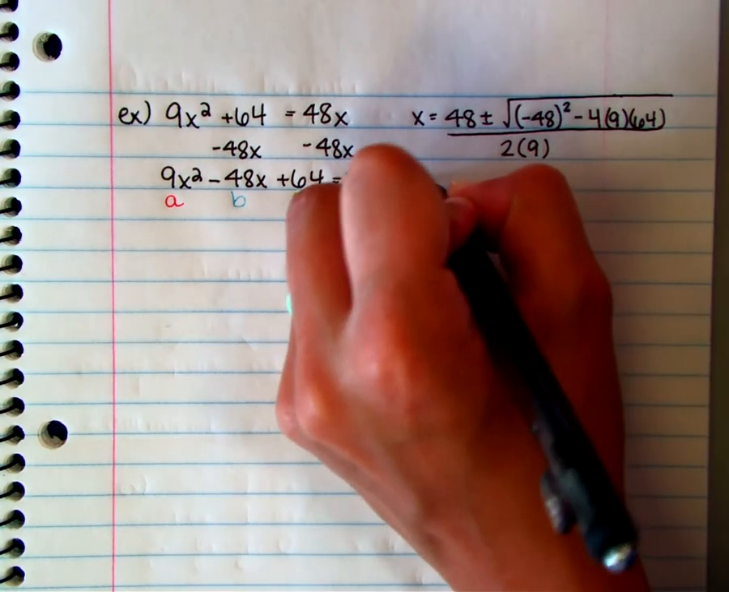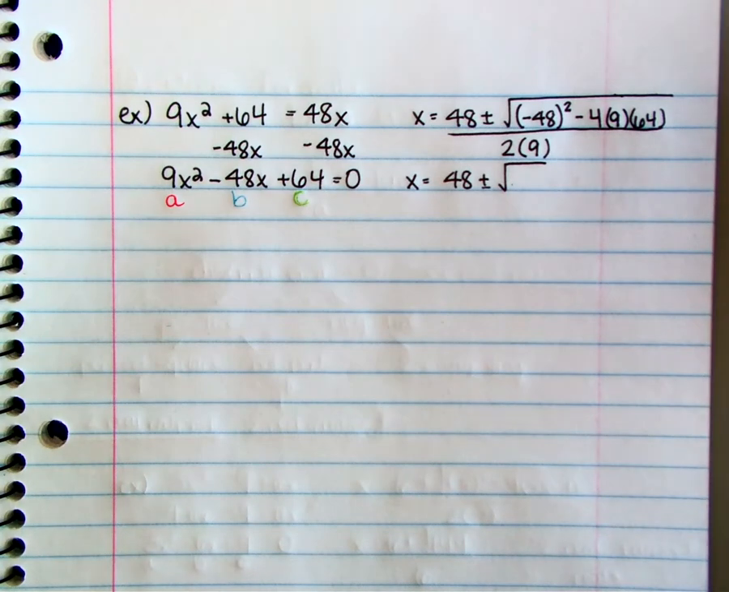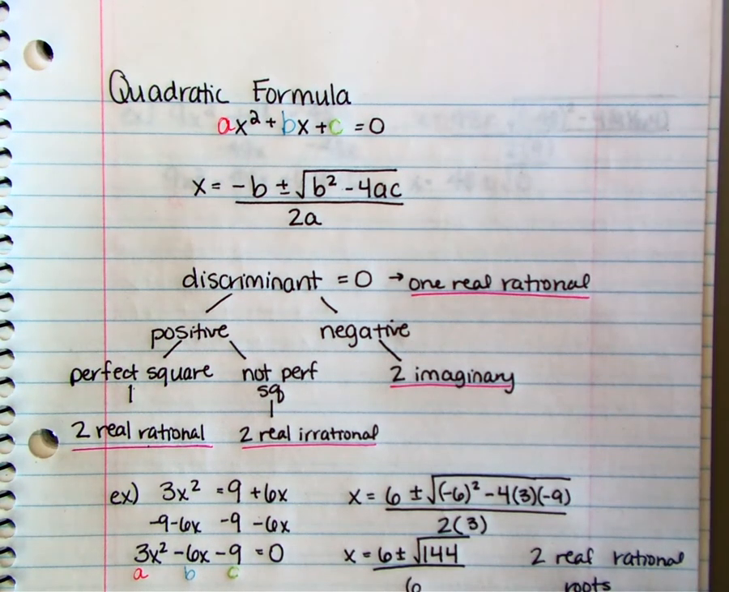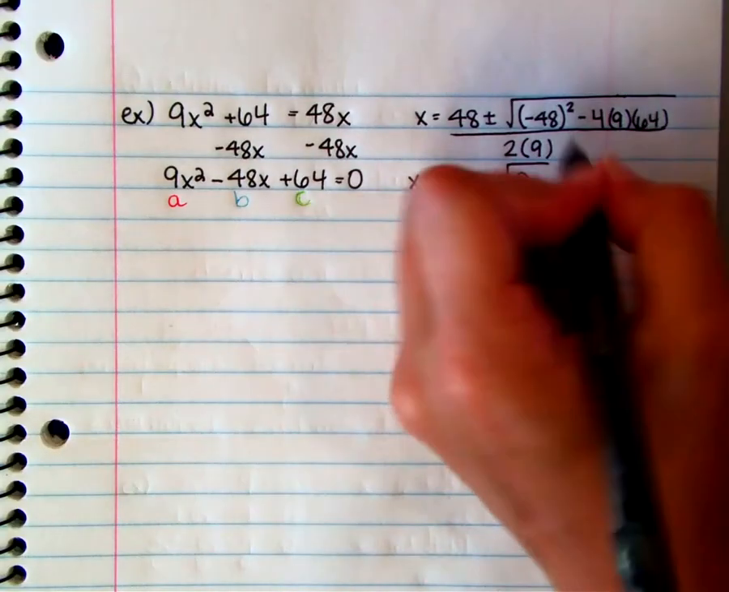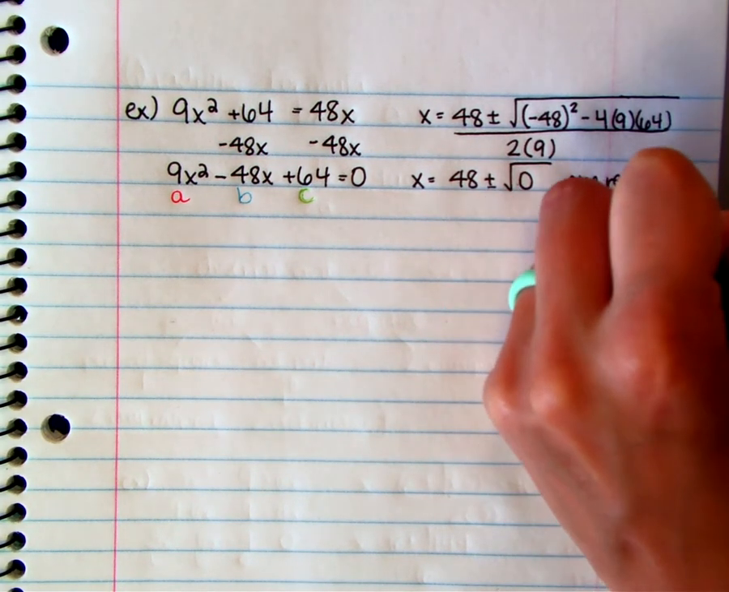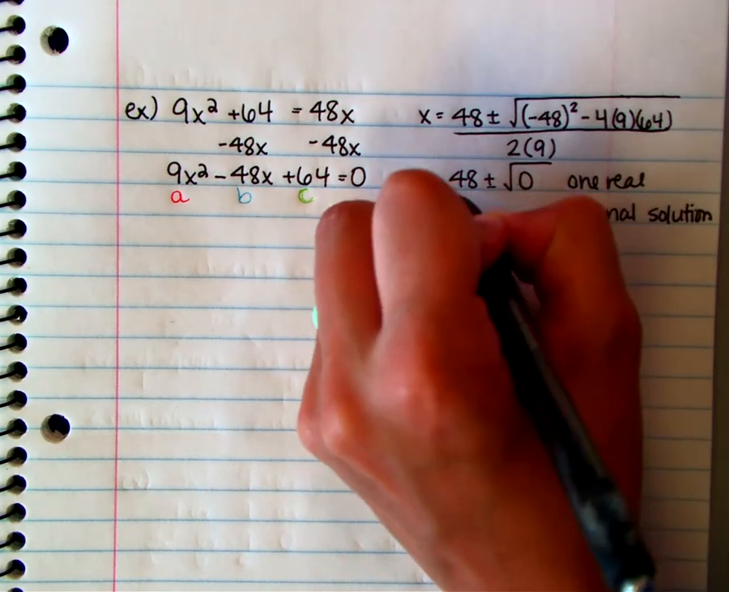So we'll go ahead and find that discriminant. So what is underneath that radical? Negative 48 squared minus 4 times 9 times 64. It seems like it's going to be really, really big, but then when we plug it in, we get 0. So when my discriminant is 0, if we flip back to this chart, we're going to get one real rational solution, or root, or 0, or x-intercept, however you want to say it. And it's all over 18.